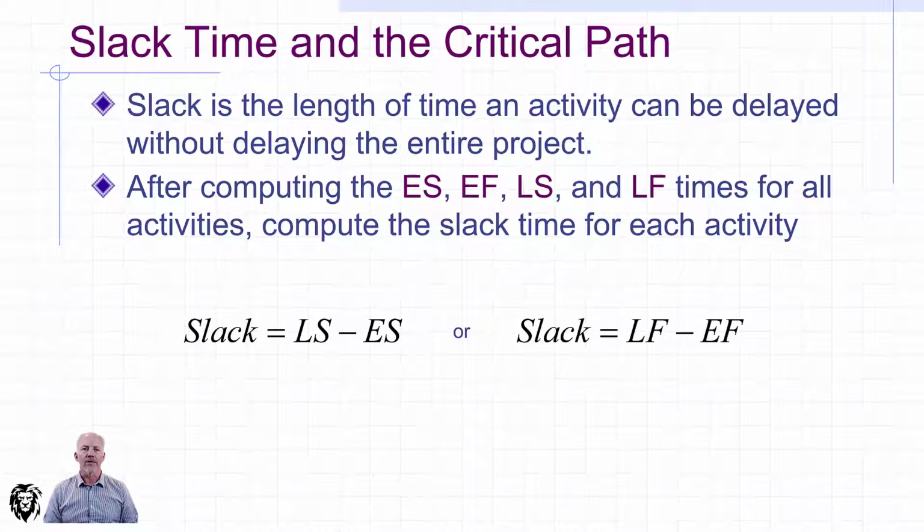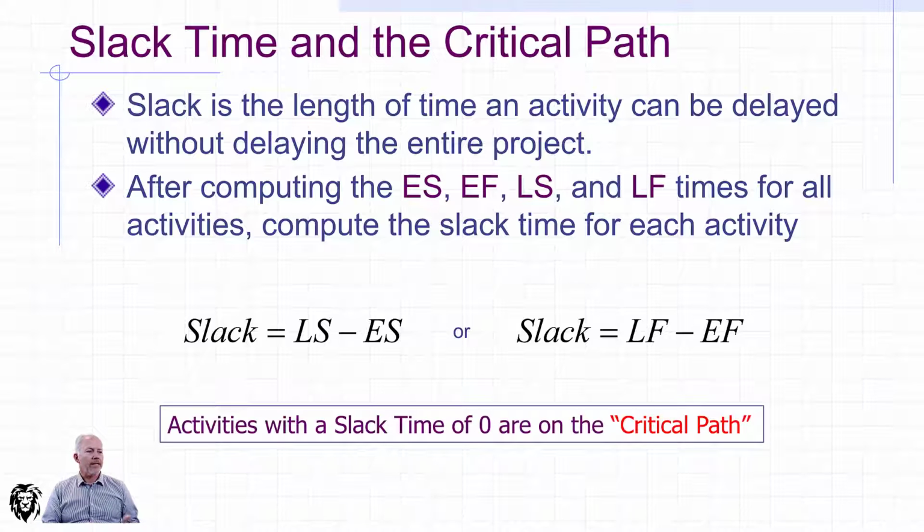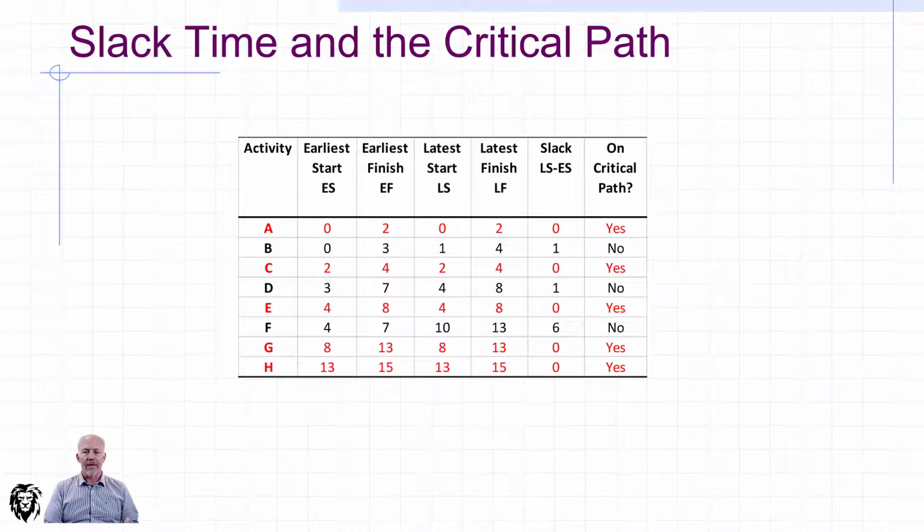You'll get the same answer no matter how you do it. And as you would expect, any activities with a slack time of 0 are on the critical path. And so if I take our table that we were working on for that example problem, and we lay out all of the activities, we take the early start, earliest finish, latest start, and latest finishes from our network diagram. We fill all of those out. We do the calculation of slack, and you can see which ones have 0.